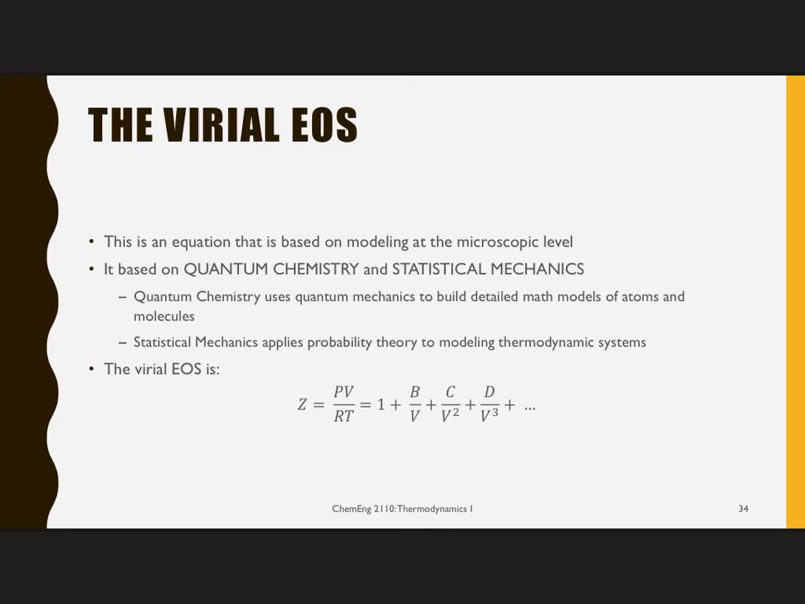Now, the virial equation of state is very simply an infinite sum of 1 over v to increasing powers, okay? So Z is equal to PV over RT, which is equal to 1 plus B over v plus C over v squared and D over v cubed and as many other terms as you are interested in.